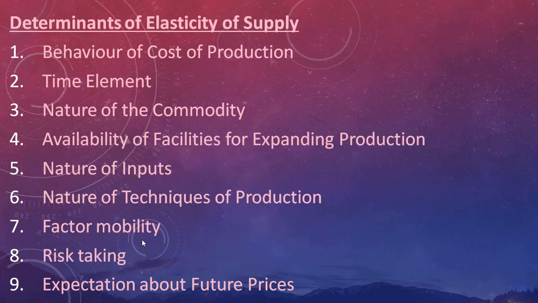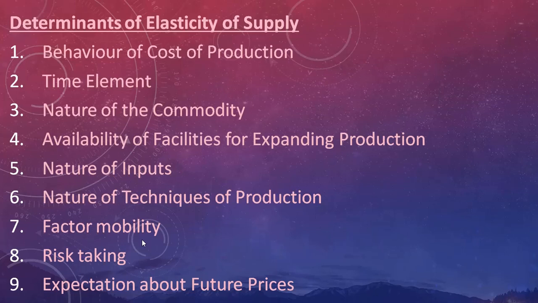Now what are the factors which determine the elasticity of supply? Let's discuss them in brief. Number one, behavior of cost of production. If the cost of production is increasing, obviously it will affect the supply. The supply will be decreasing. If the cost of production is too high, then the supply will be affected.